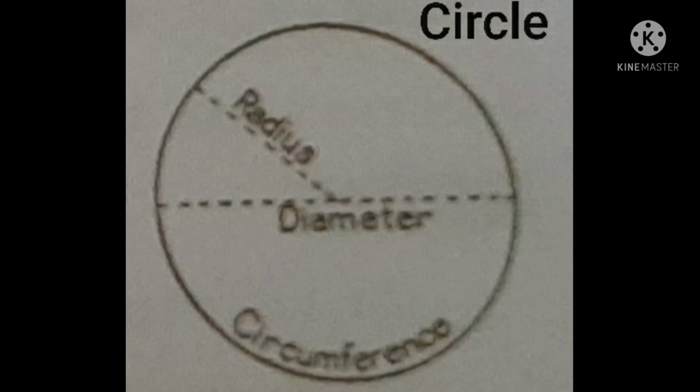Radius means it's a line segment joining the center O to any point on the circumference of the circle, and normally it is denoted by small letter r. Now diameter. Diameter is a line segment joining any 2 points on the circumference and which should be passing through the center. Okay, and it is denoted by the small letter d.